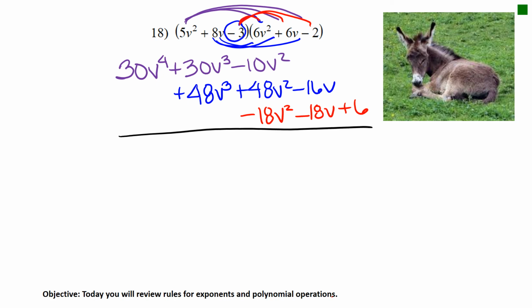So our final answer for this slide is 30v to the fourth. 30 plus 48 is plus 78v to the third. Negative 10 plus 48 is 38. 38 minus 18 is a positive 20v to the second. Negative 16 minus 18 is a negative 34v. And then there's the plus 6.